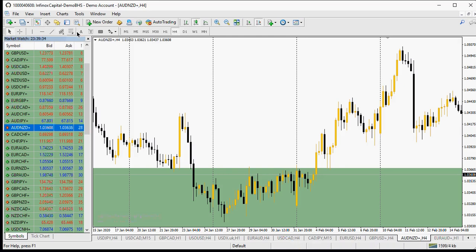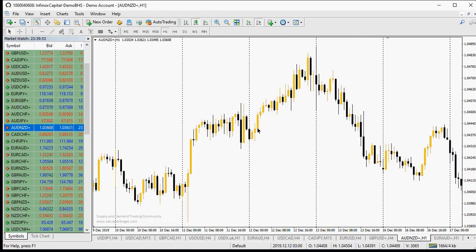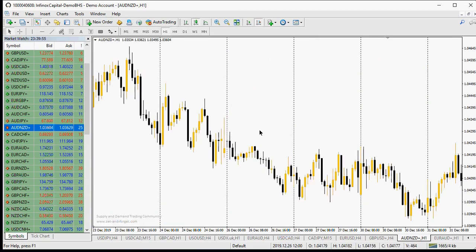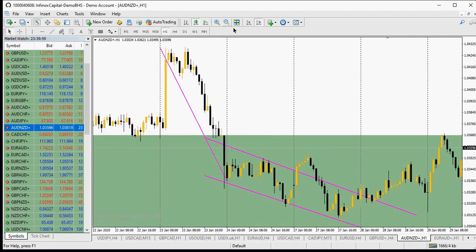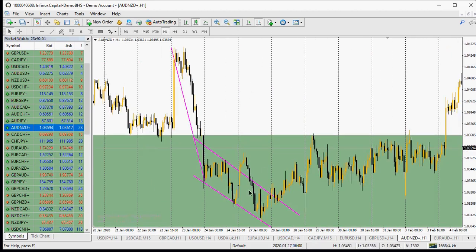Okay, this is an example. Drop, then sideways. This is January 24. Let's go to the 1 hour time frame. You can see it very clearly on 1 hour.